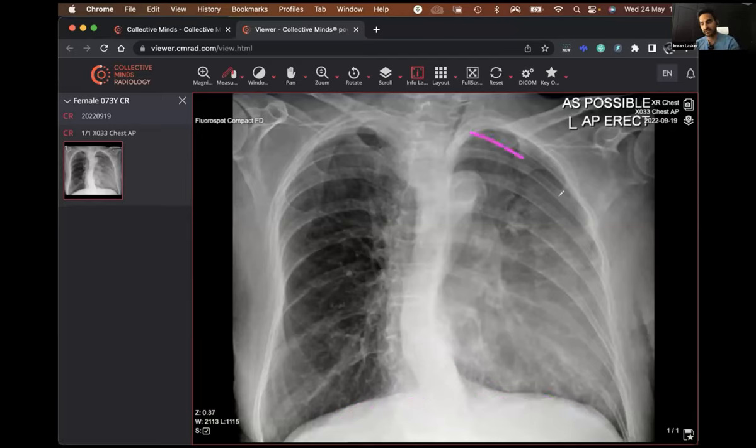So you're left with a veil-like opacity that is sitting over here. And the veil-like opacity has happened because of a left upper lobe collapse. What's essentially happened is that the left upper lobe has collapsed, and the left lower lobe has kind of expanded upwards, resulting in this sort of veil-like opacity that we're seeing here.